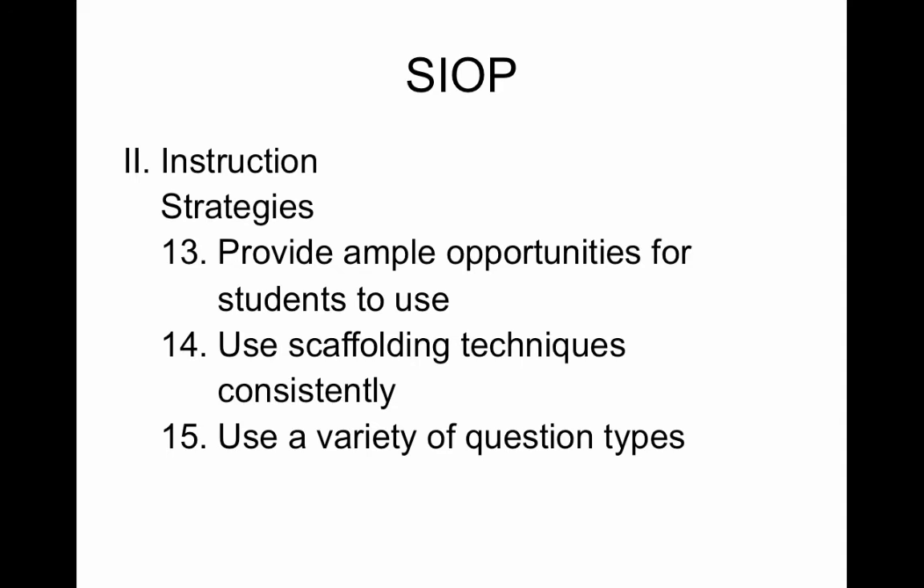And then number 15, use a variety of question types. So for example, making sure that you don't only ask questions like, do you remember the name of the character? Or what happened in the story, which tend to be lower level types of questions, but also asking some higher order thinking skills, asking the students to analyze, to compare and contrast, to synthesize information, to draw conclusions. Those are higher level questions and strategies that we can use with our students.